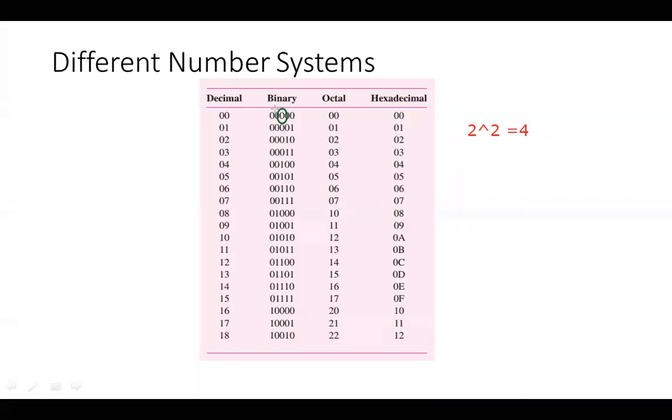If I take up the fourth digit, what will be the weightage of this? The weightage will be 2 to the power of 3 because it is binary. Binary is base 2. 2 to the power of 3 is how much? 8. So that is why in the fourth column I am having 8 zeros and 8 ones. It goes on like that. That is the reason we use a positional number system.